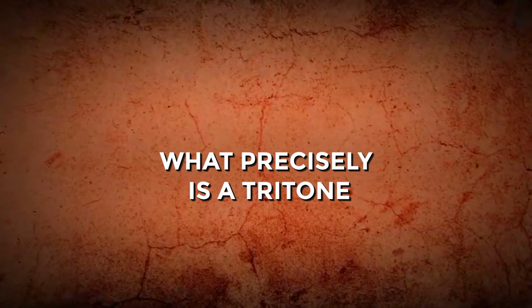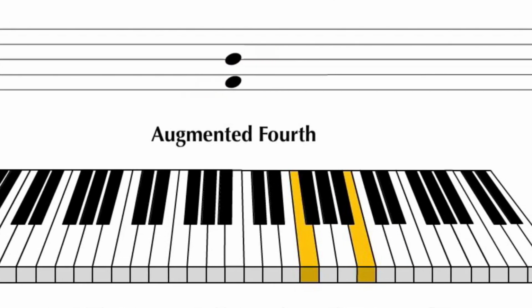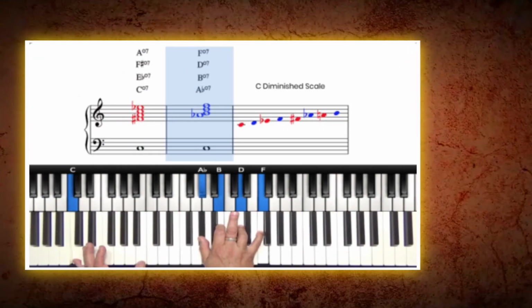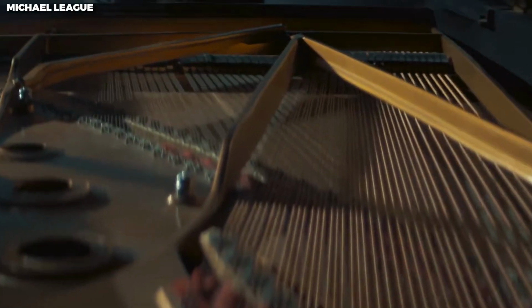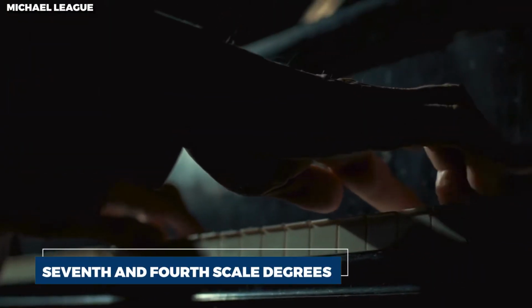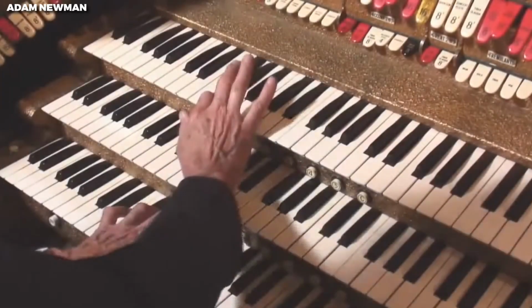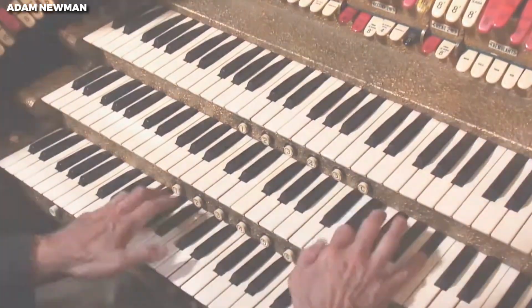What precisely is a tritone? The tritone is a musical interval that consists of two notes that are separated by a total of 6 semitones, which is equivalent to 3 adjacent whole tones. Only once, between the 7th and 4th scale degrees, can a tritone be formed diatonically within a major scale. This is the only place in the scale where this occurs.